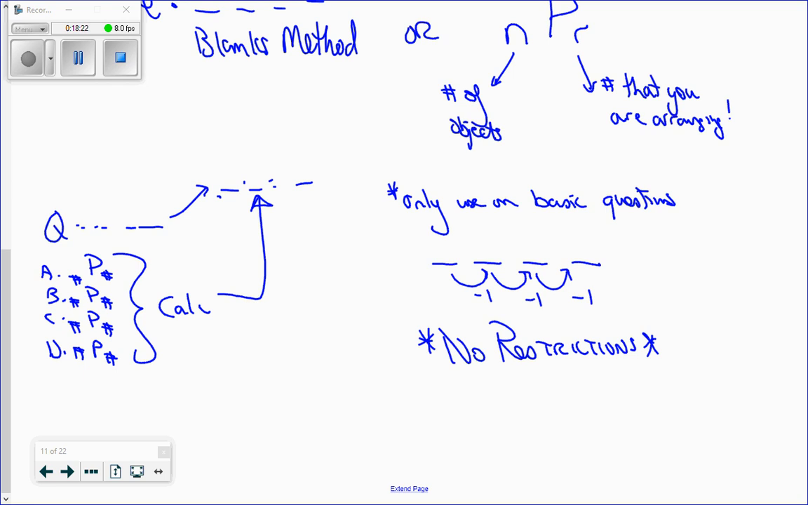I prefer the blanks method. Here's why: it works with every single question. The NPR only works if you have the blanks counting down by ones and there's no restrictions. That's almost nil of the questions. It's just not probably going to happen. I'm going to go through the examples with you, but honestly, just do the blanks way. It's probably going to be what works for you 99% of the time.